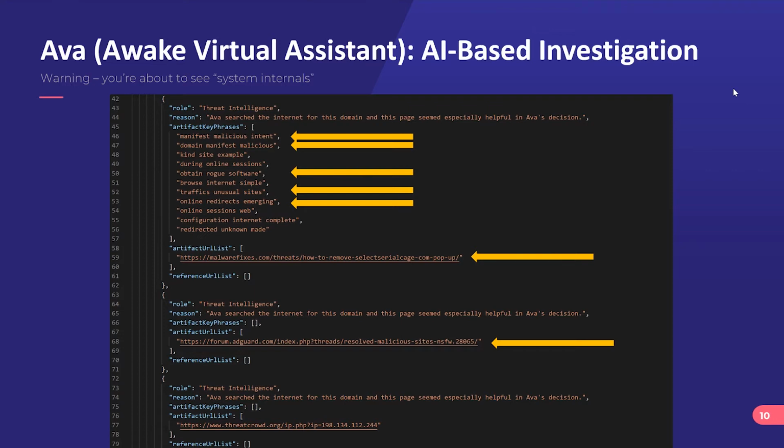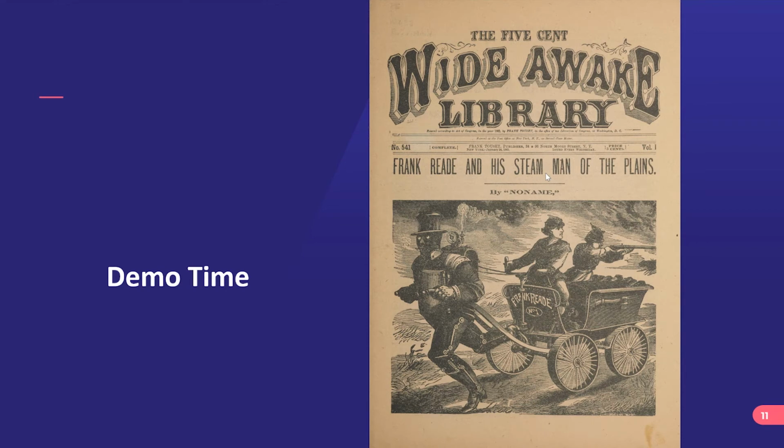And what this is showing here is that Ava has determined that, yes, indeed, this artifact has been found out on the internet. And the things that the internet is saying about it, even though Ava wasn't configured to go look at websites like malwarefixes.com or things like that, Ava found that in the search and then understood through topic modeling and other techniques that no, this probably is bad. So Ava does indeed think that this domain is suspicious or bad. So kind of a neat little example there.